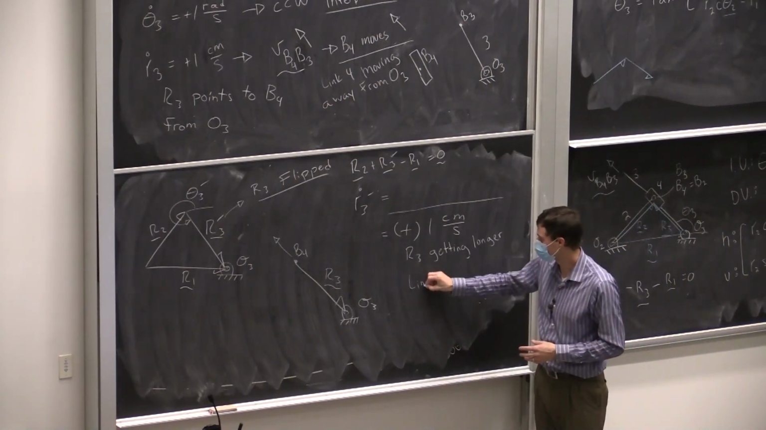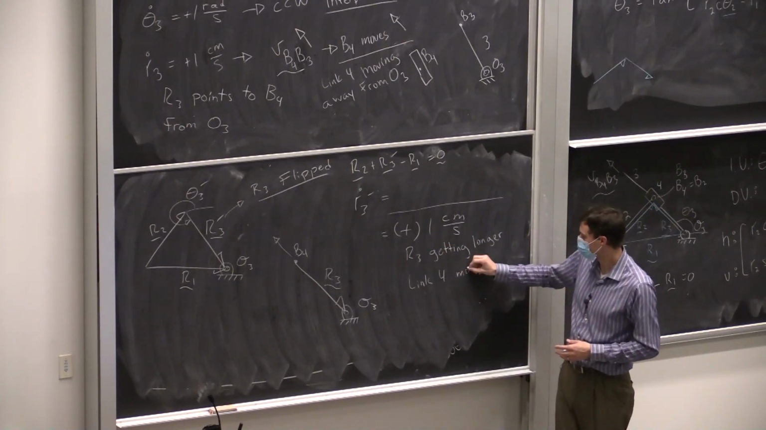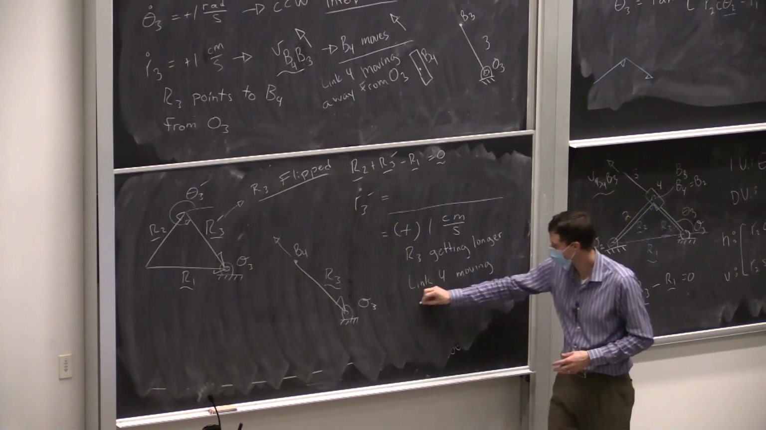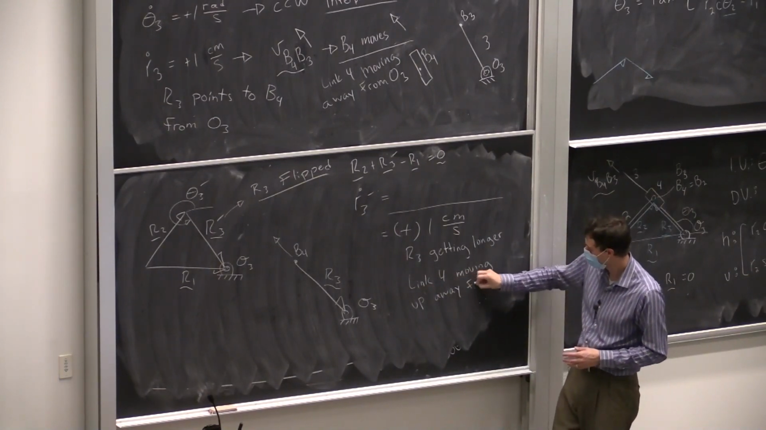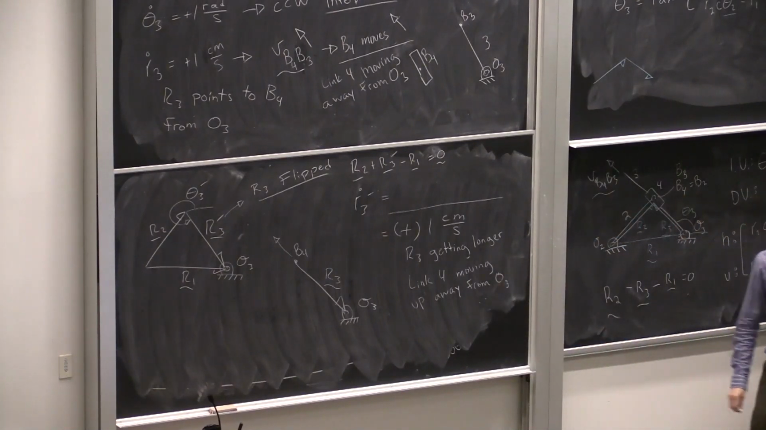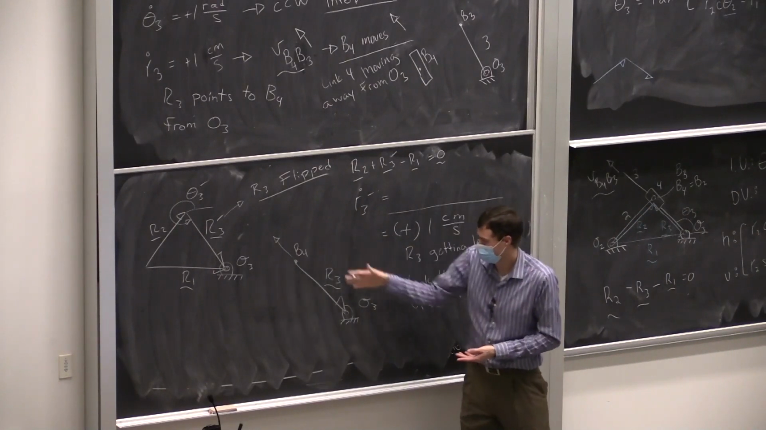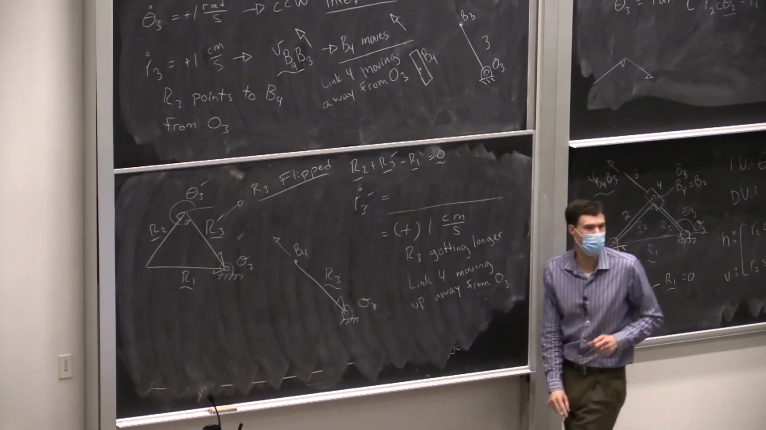So our interpretation is still a positive R3 dot means link 4 is moving up away from our base, O3. Same interpretation. This one's a little weirder though, because it's on the tail instead of the head, but it comes out the same. So you need to think about how your vector is fixed, or you'll mess that one up.